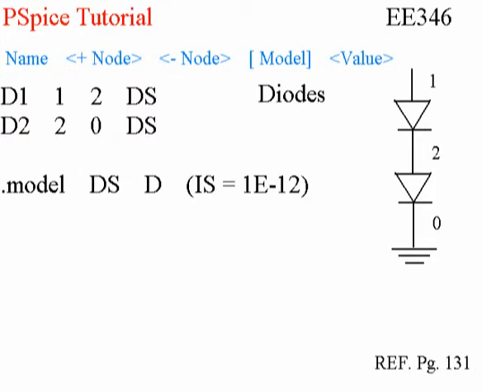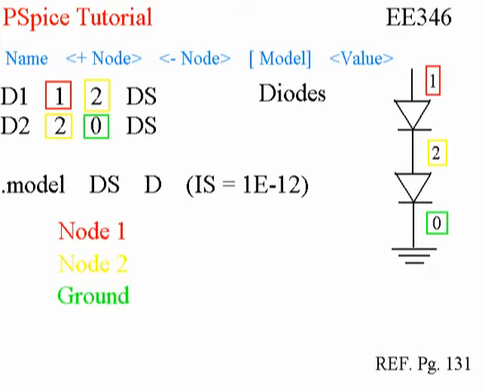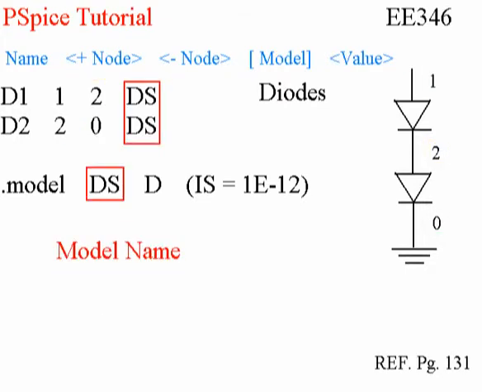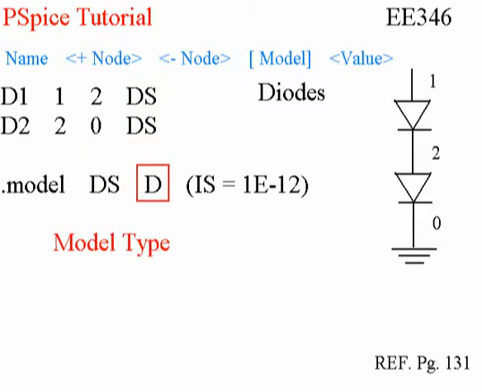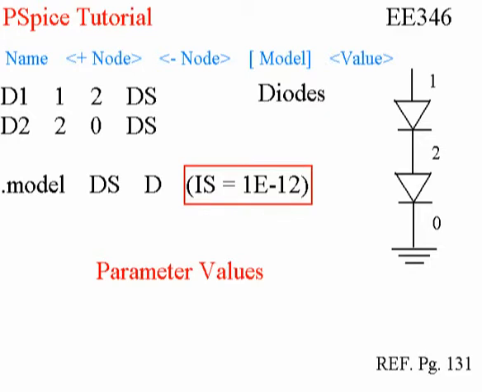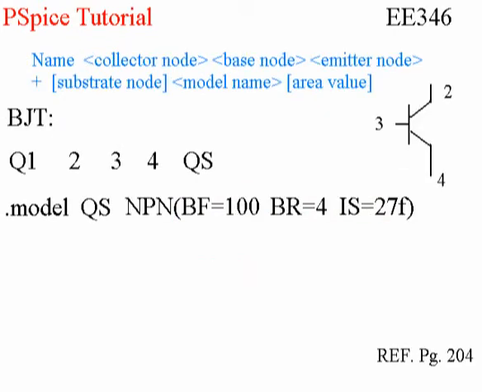Now, let's look at parts that require specific model parameters. Here are two diodes in series that go from node 1 to ground. They are both defined as using model DS. DS is defined using the .model command and is said to be a diode with a saturation current of 1 picoamp. Transistors must be declared using 3 nodes.